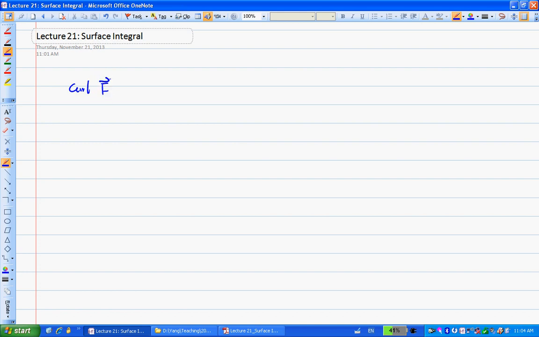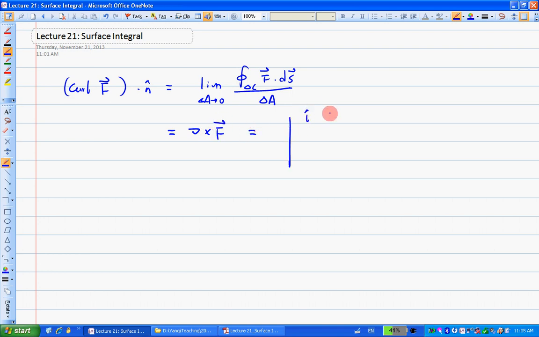Okay, first is the curl F. The definition of curl F is basically curl F dot n hat equal to the limit as delta A goes to 0 of the circulation around a very small area. So that's curl F. And this turned out to be the same as del cross F, which is basically the determinant of this matrix.